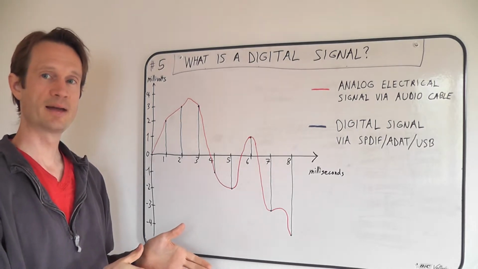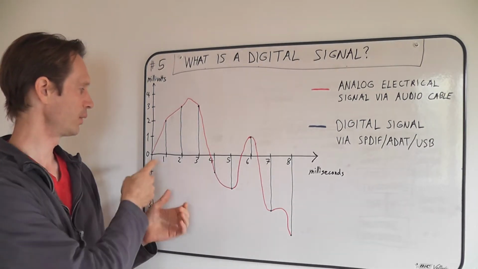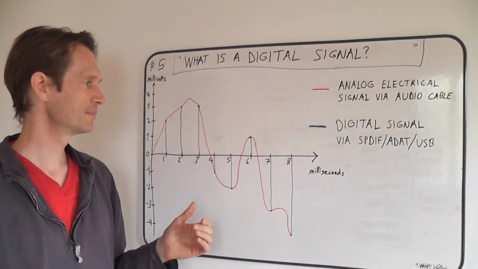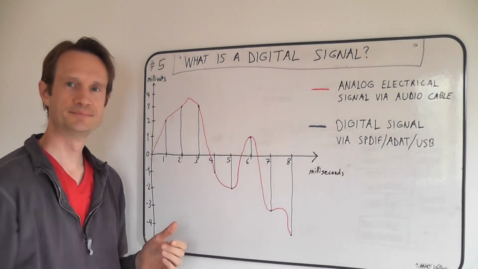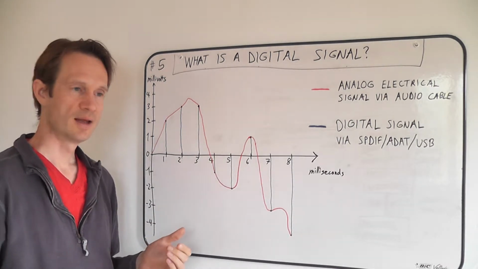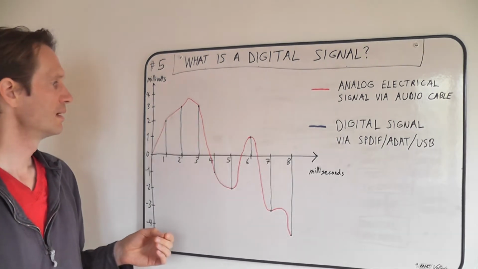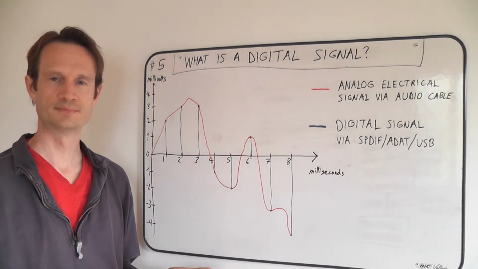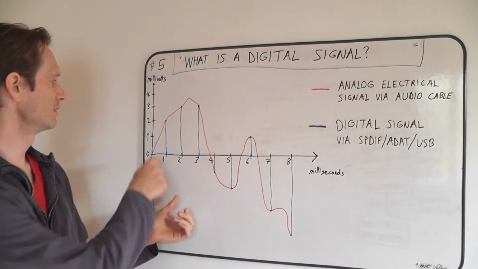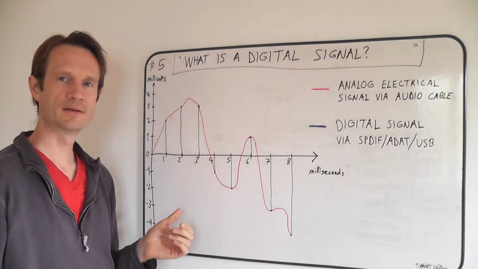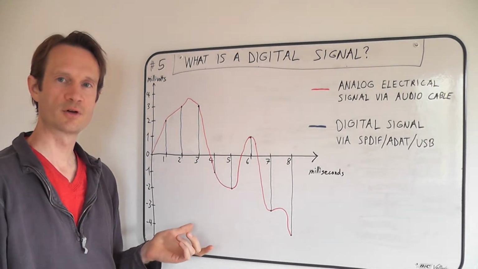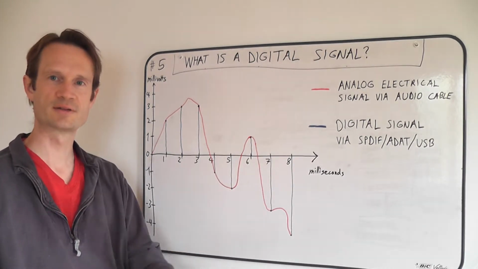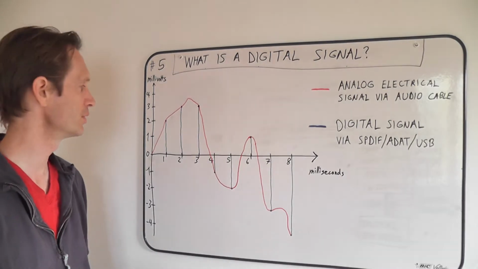And we do that by sampling the signal at regular intervals. And here I decided to sample my signal every millisecond. And so that means that the red signal is going to go into my A to D converter, and the blue signal is going to go out of my A to D converter to my audio interface, or directly from my audio interface to my computer if I'm recording on a computer.